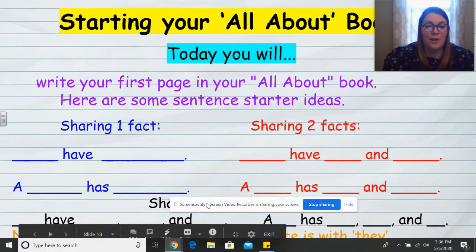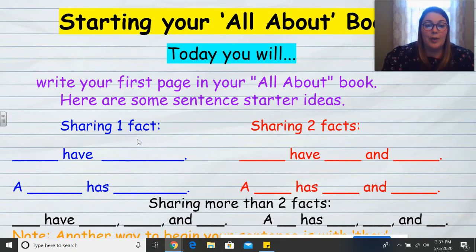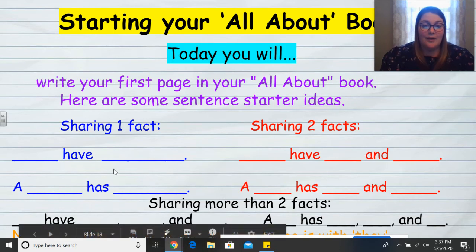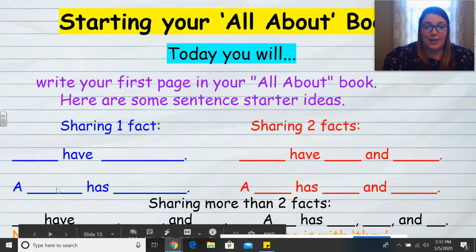So on this slide, I kind of have listed for you some sentence starter ideas. So when you're writing your first page, you can have some choices. So in blue, I kind of listed some sentence starters if you're just going to share one fact. So like I might say, chickens have feathers, or a chicken has feathers. So depending on how you want to start that sentence.